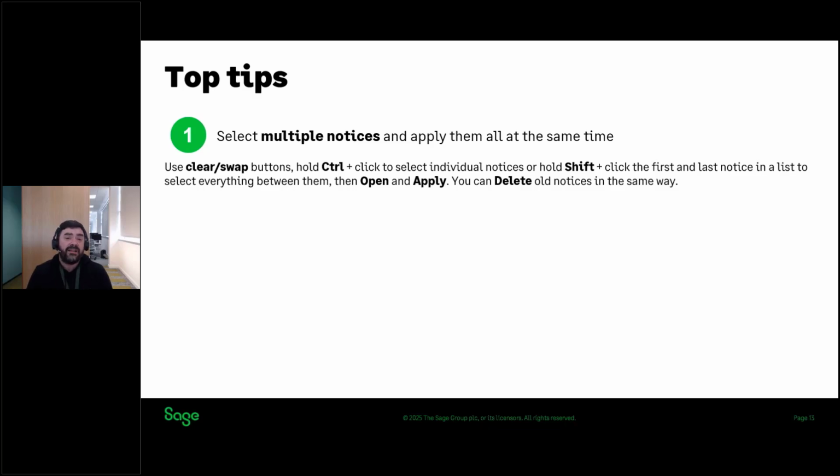So a few different ways you could do that. You can use the clear and swap buttons if you need to highlight everything within the folder. You can hold Control and click on individual notices that you want to select at the same time, or you can hold the Shift key and click the first and last notice in a section of a list to select that and everything in between. So once you've done that, you can view all of the details at the same time and apply the changes if it's a recent notice.